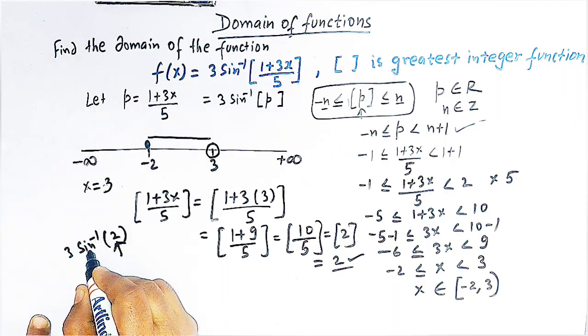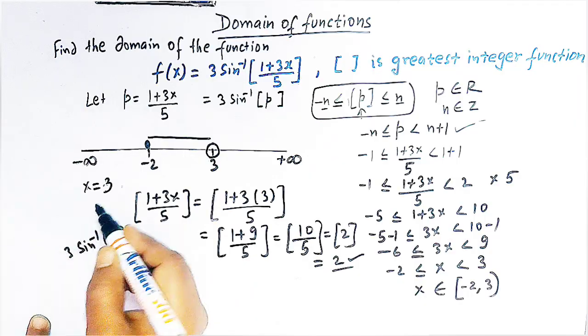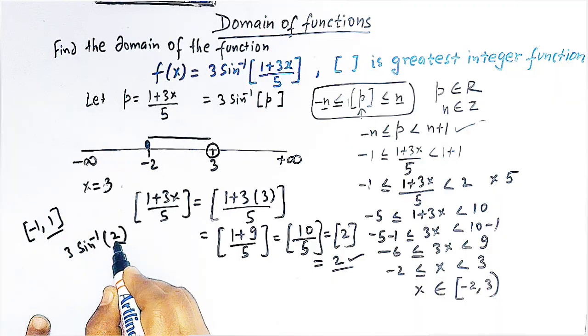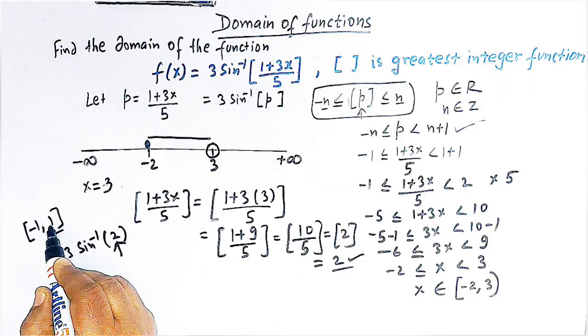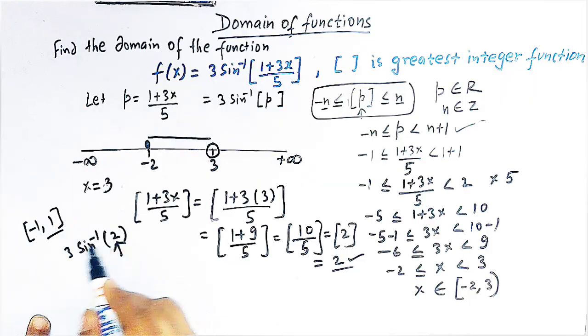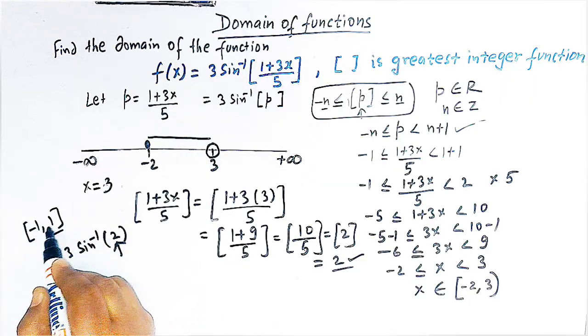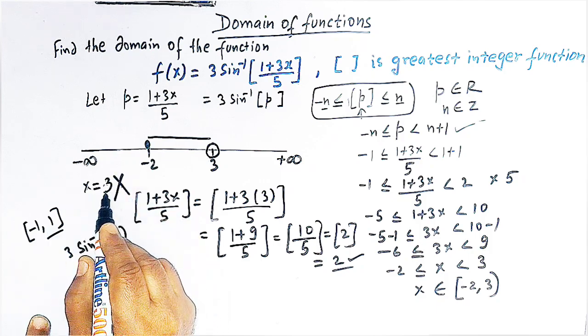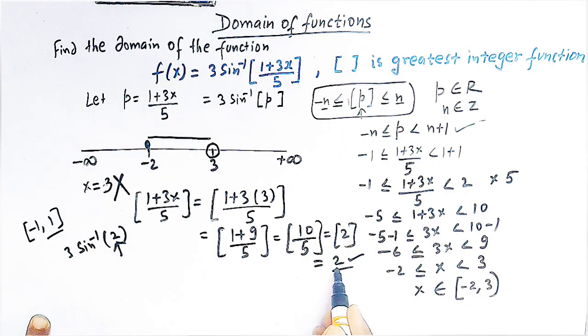domain of sine inverse function, because the sine inverse function has the domain that is from minus 1 to 1. So this value has to be in between minus 1 and 1. That is, 2 is not lying in this interval, right? So here we have to exclude x is equal to 3 because it is not in the domain, that is, 2 is not in the domain of sine inverse function.